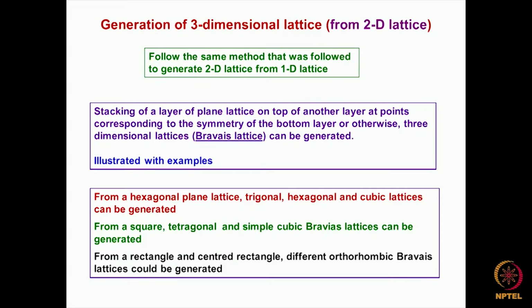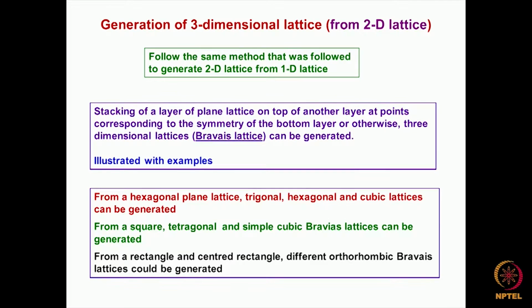Okay. We have to follow the same procedure which we followed for generating the two-dimensional lattice from one dimension. That is, take a two-dimensional lattice, keep it on top of one another at some particular angle or some specific positions with respect to the lattice kept below, and try to generate a lattice and see how many types of lattices can be generated. There are many positions at which we can keep one lattice on top of another, but the distinct number of space lattices which we will generate are only 14. Okay. We will take a few examples and illustrate how this is done.